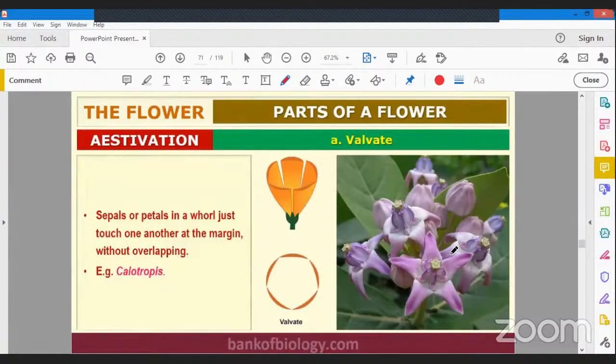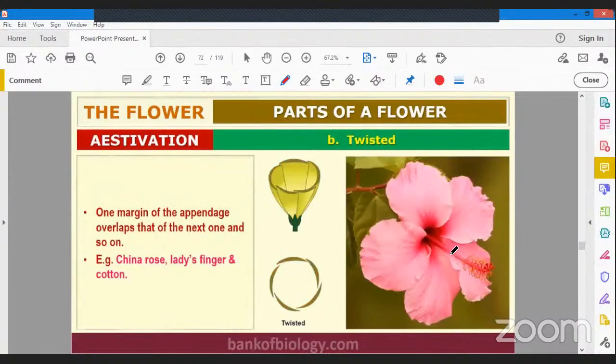Done. So we go to the next part. Twisted. One margin of the appendage overlaps with the next one and so on. ನೋಡಿ ಒಂದು ಟಿಪ್ ಒಳಗಡೆ ಬರುತ್ತೆ, ಇನ್ನೊಂದು ಅದ್ರ ಮೇಲ್ಗಡೆ ಓವರ್ಲ್ಯಾಪ್ ಮಾಡುತ್ತೆ. So this is called twisted. This is called twisted estivation.